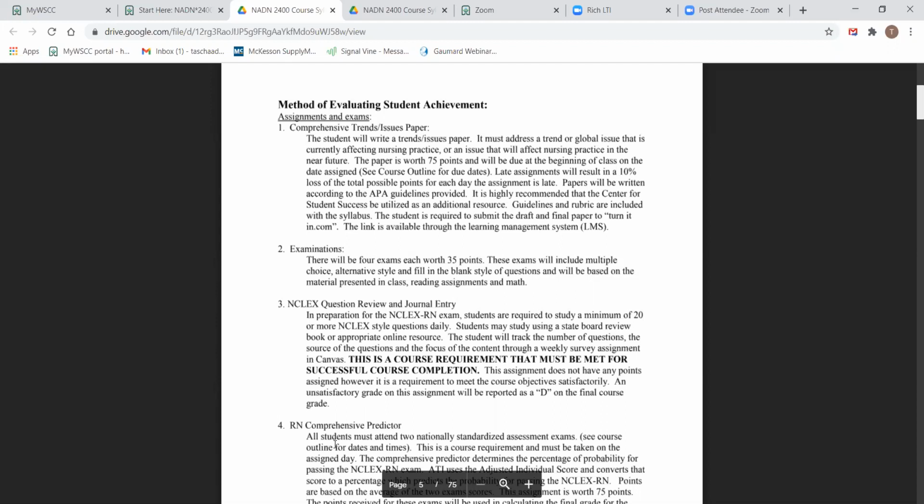This is a course requirement that must be met in order to be successful in the course completion. The assignment does not have any points set or assigned to it. However, it is a requirement for you to meet the course objectives satisfactorily. An unsatisfactory grade on this assignment will be reported as a D on the final course grade. It will be due by 10 a.m. every Monday.